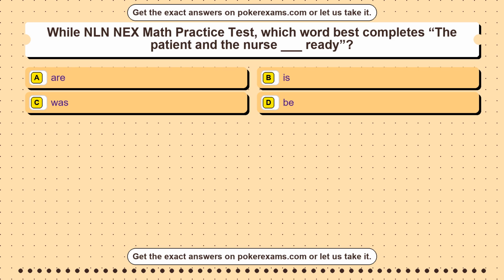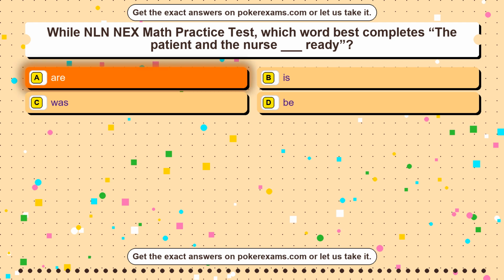Question 17. While get inference practice, which amendment protects freedom of speech? Option A, First Amendment. Option B, Second Amendment. Option C, Fifth Amendment. Option D, 10th Amendment. The correct answer is option A.